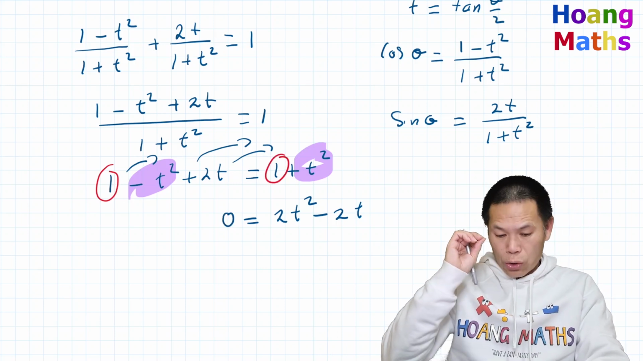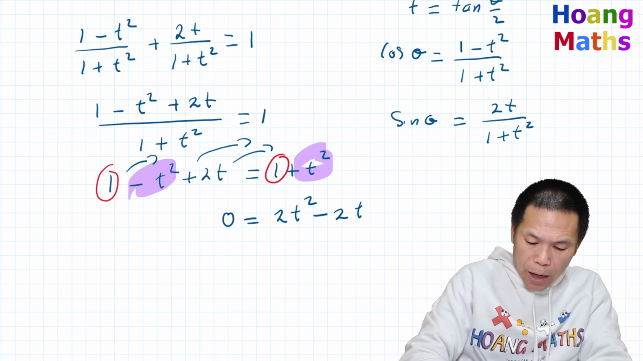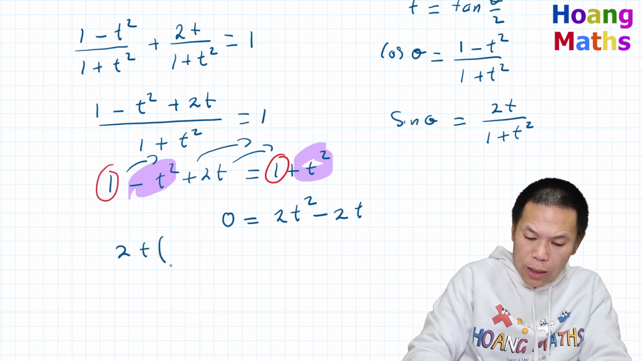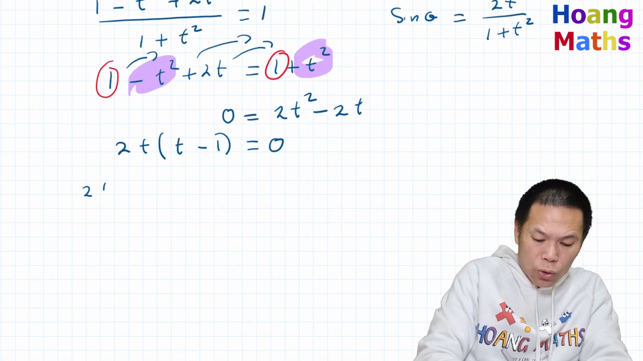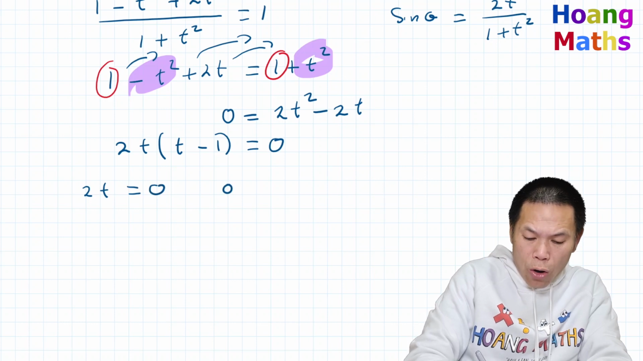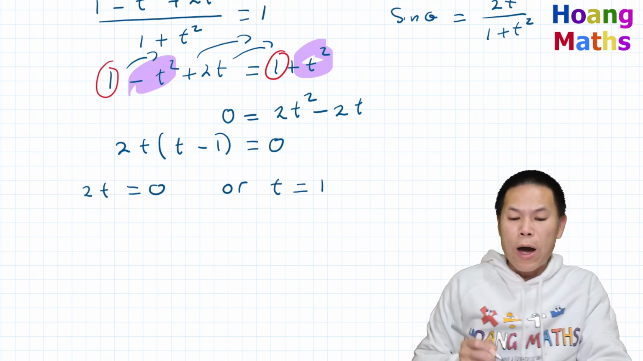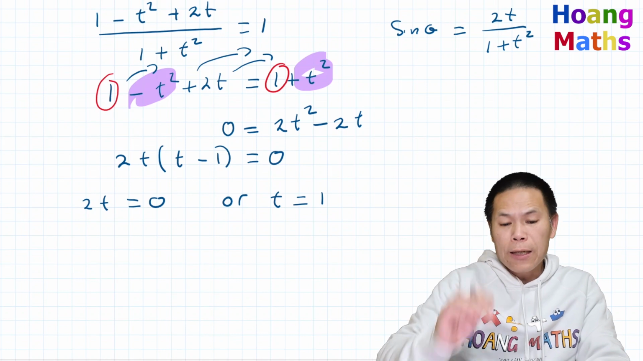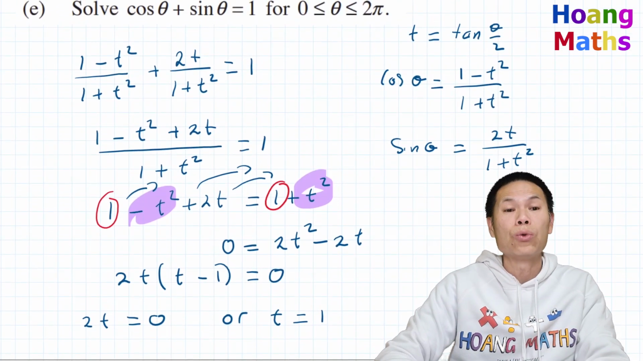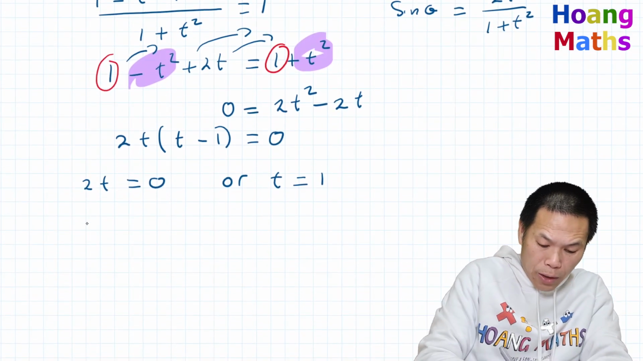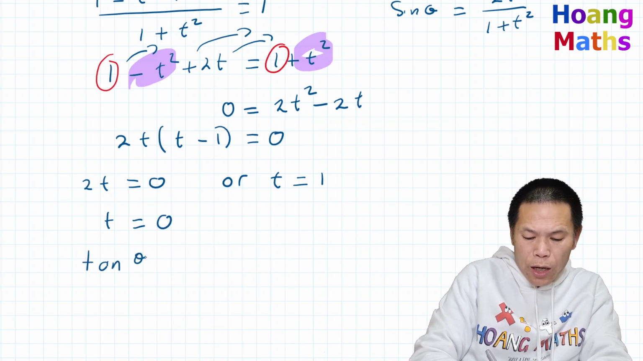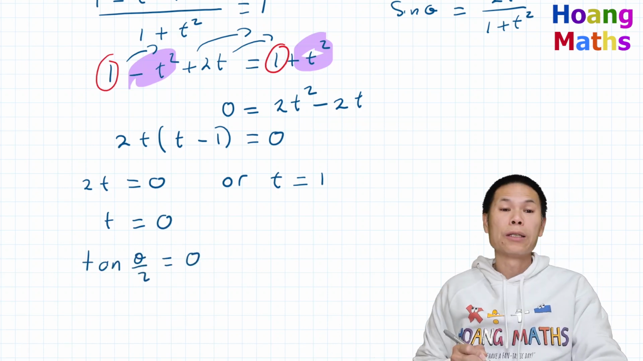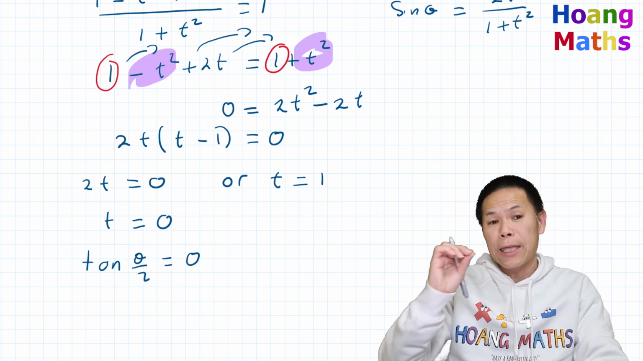So I can take 2t out. So that becomes like this. 2t out, so that becomes t minus 1 is 0. So this means that 2t equals 0 or t is equal to 1. And don't forget, t is tan of theta over 2. Okay. So that means t equals 0. So that is tan of theta over 2 is equal to 0. So keep that in mind because t is tan of theta over 2.